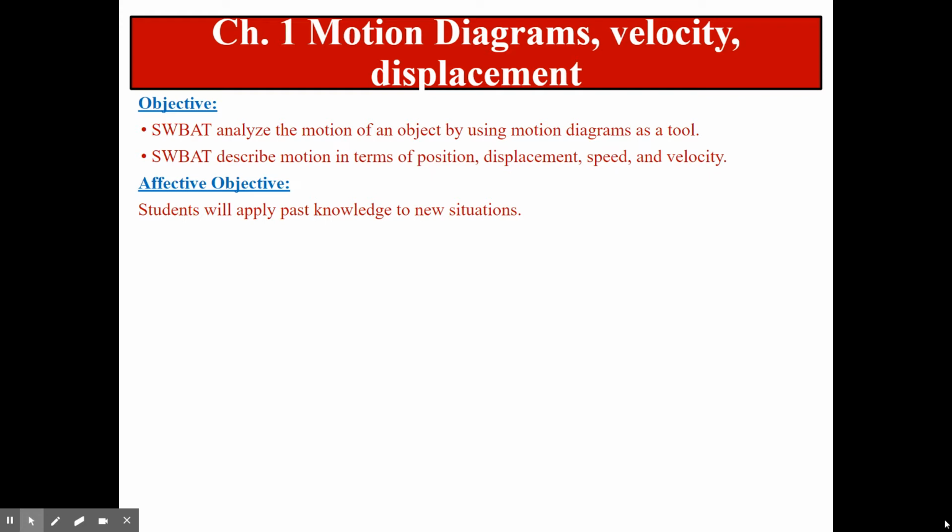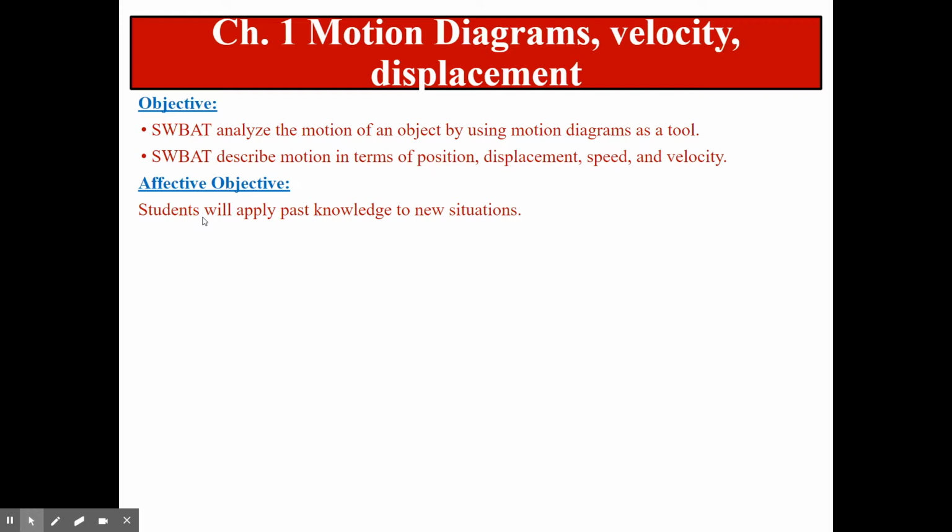After this lecture today, you're going to be able to analyze the motion of an object by using something called motion diagrams as a tool. And then you're going to be describing motion in terms of position, displacement, speed, and velocity. These are the four terms that we're going to be talking about today as well.